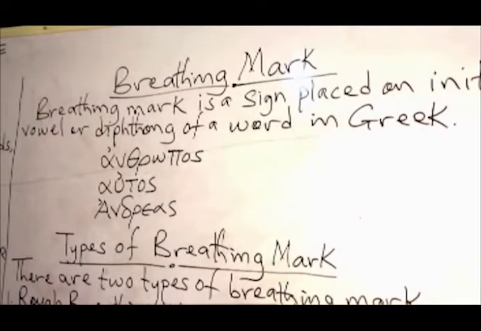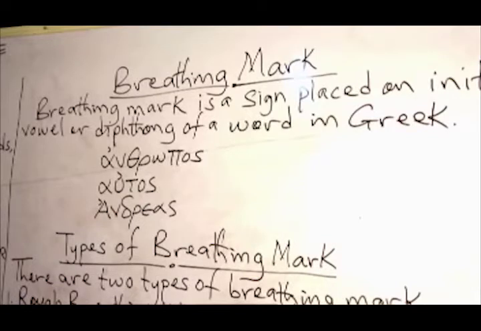We go to the next thing, breathing mark. What is a breathing mark? A breathing mark is a sign placed on the initial vowel or diphthong of a word in Greek. Initial vowel means the first vowel in a word, or diphthong. So every Greek word that begins with a vowel or a diphthong must take a breathing mark. It's a must. It's part of the language; the breathing mark is part of that word. We have some examples on the board.